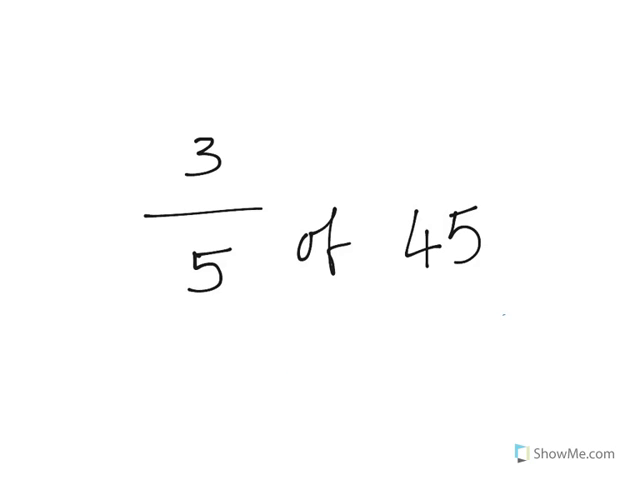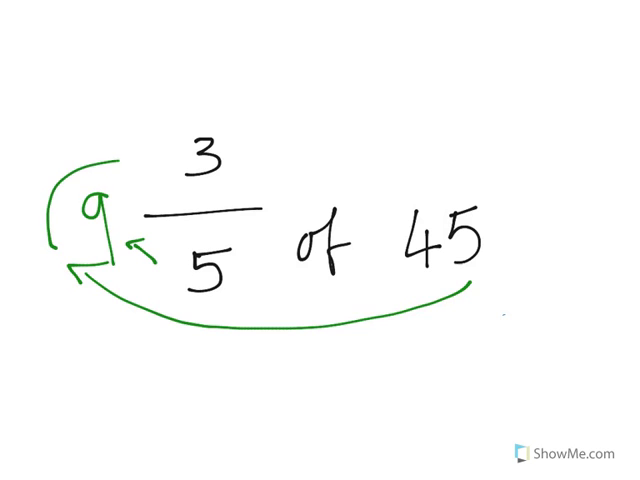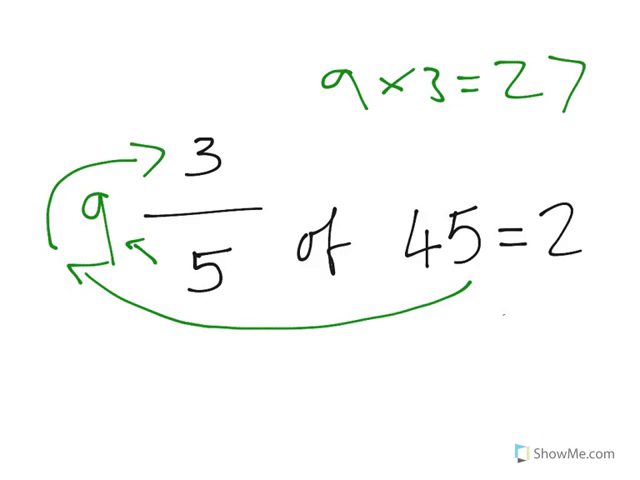So we begin by dividing the number by the denominator. In this case, we've got 45, and we're sharing it into 5. And if we do that, we should end up with 9. 45 divided by 5 equals 9. We can then take that 9 and multiply it by the numerator, or the top number. So 9 multiplied by 3 equals 27. So 3/5 of 45 is 27.